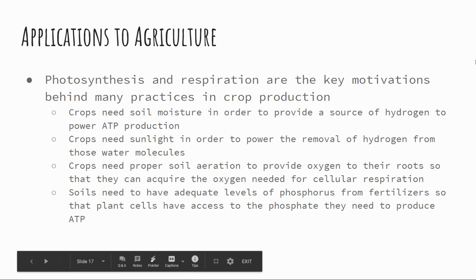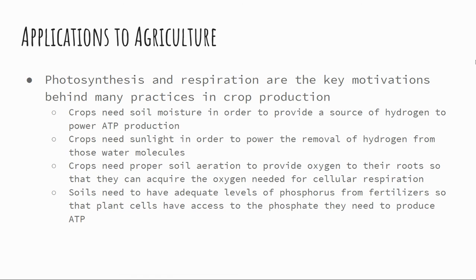Last slide, applications in agriculture. Photosynthesis and respiration, which is what we'll talk about next, are key motivations behind many practices in crop production. Crops are going to need soil moisture in order to provide a source of hydrogen from water for ATP production. Crops also need sunlight to power the removal of this hydrogen from water molecules. Crops need proper soil aeration to provide oxygen to the roots so that they can acquire oxygen needed for cellular respiration, which we're going to talk about in the next presentation.